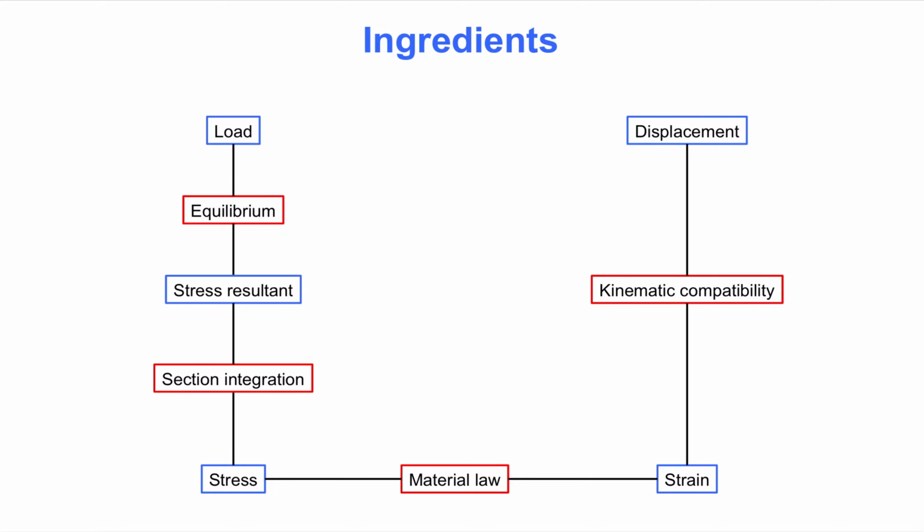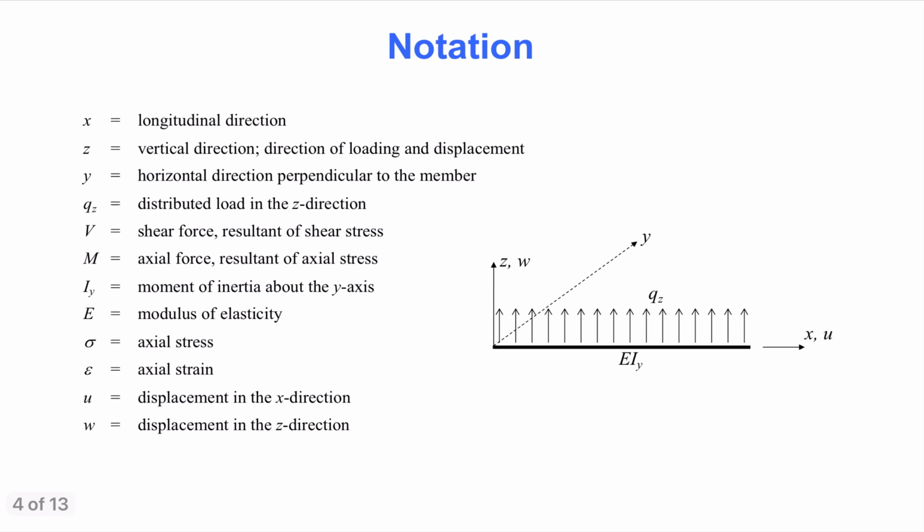The notation employed in terje's Toolbox is shown here. X is the longitudinal direction. Z is the vertical direction, which is the direction of the loading and resulting displacement. Y is the horizontal direction perpendicular to the member. Bending occurs about the y-axis. QZ is the distributed load in the z direction. V is the shear force, which is the resultant of shear stress. M is the bending moment, which is the resultant of axial stress.